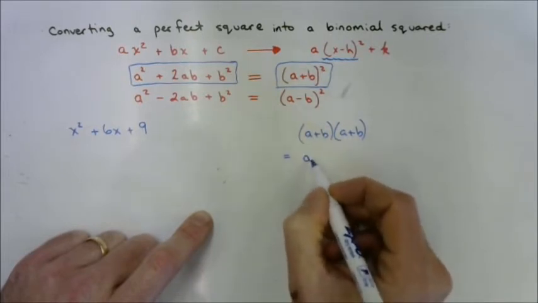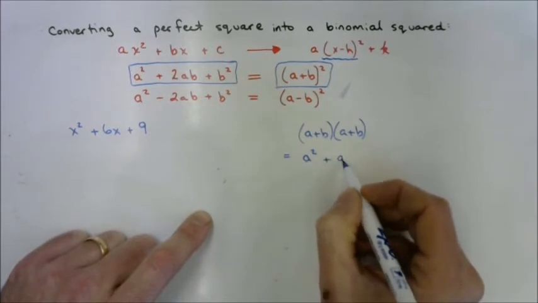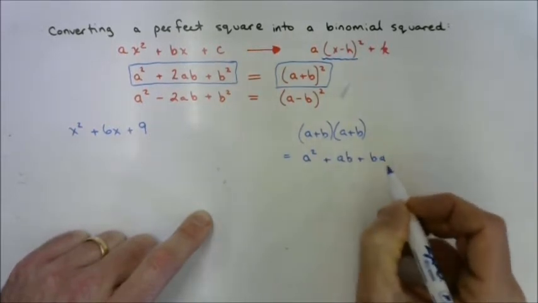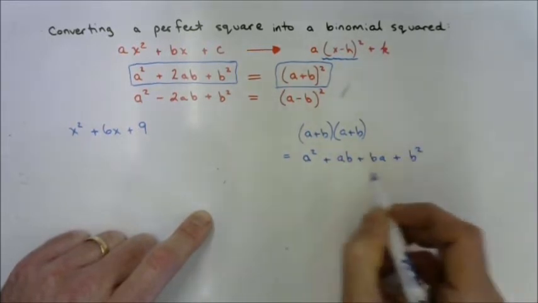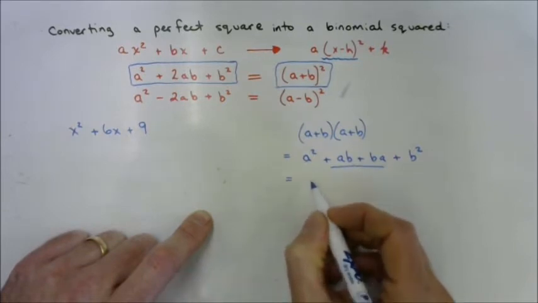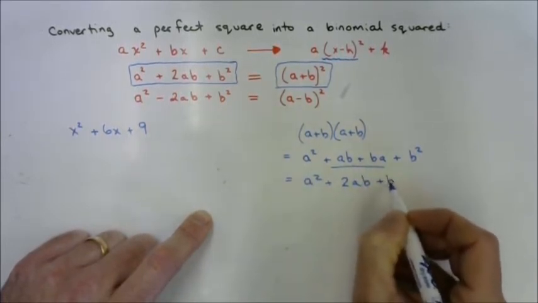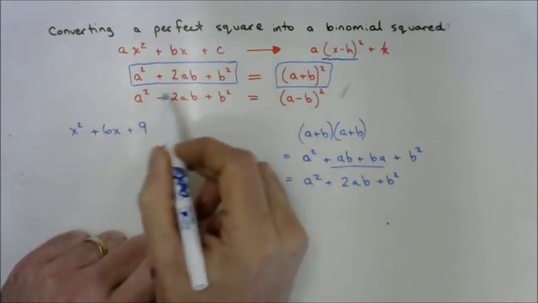A times a, a squared. Outside times outside, a times b. Inside times inside, b times a. Last times last, b times b, b squared. Those guys are both the same, so I have two of those. A squared plus 2ab plus b squared. And isn't that what we have right here?